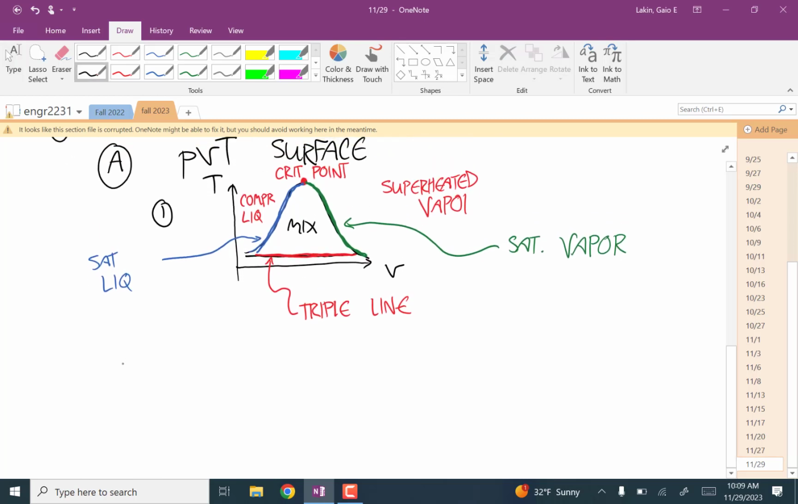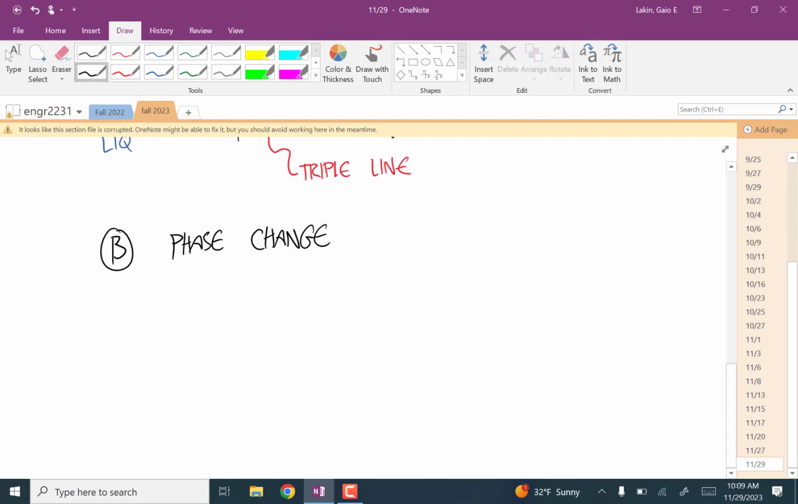Okay, so what about phase change? If you think of this vapor dome and you're looking at temperature versus volume again, a constant pressure line through the phase change looks like this.